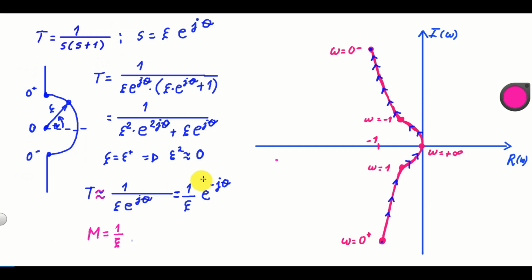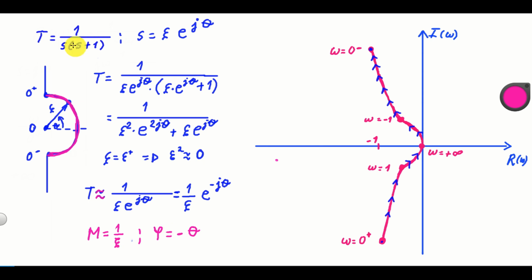Similarly, we conclude that the argument, also known as the phase or the angle of the transfer function, is equal to minus theta. That is, the modulus is denoted by m and is equal to 1 over epsilon, and the phase denoted by phi is equal to minus theta. To conclude, when our s is parametrized such that it lives on this semicircle, our transfer function can be approximated like this, with the modulus given over here and the phase given over here.